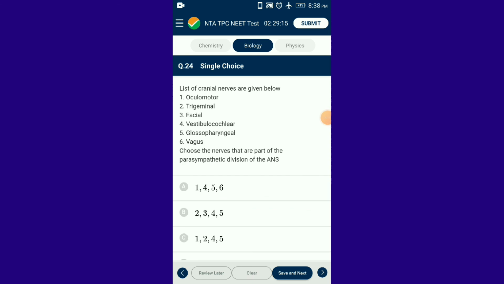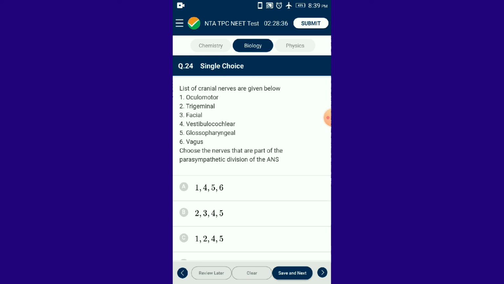Question number 24. A list of cranial nerves is given below. Choose the nerves that are part of the parasympathetic division of ANS. The parasympathetic nervous system is a division of the autonomic nervous system. It is named so because its neurons are situated on either side of the thoracolumbar region of the spinal cord. That means para means beside. The PNS includes mainly the cranial and the spinal nerves.